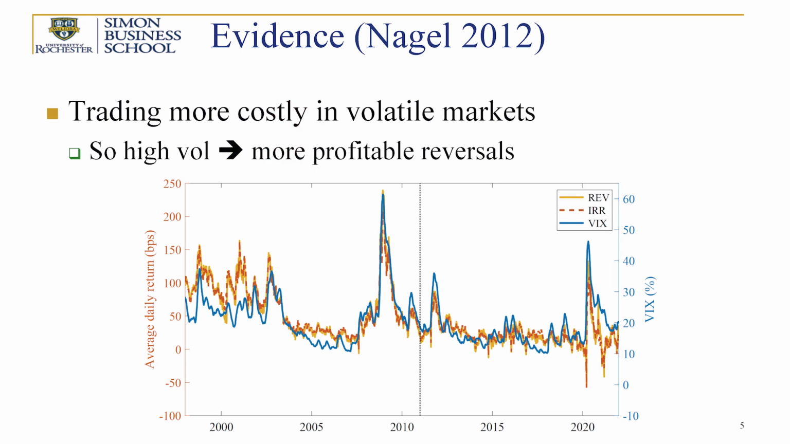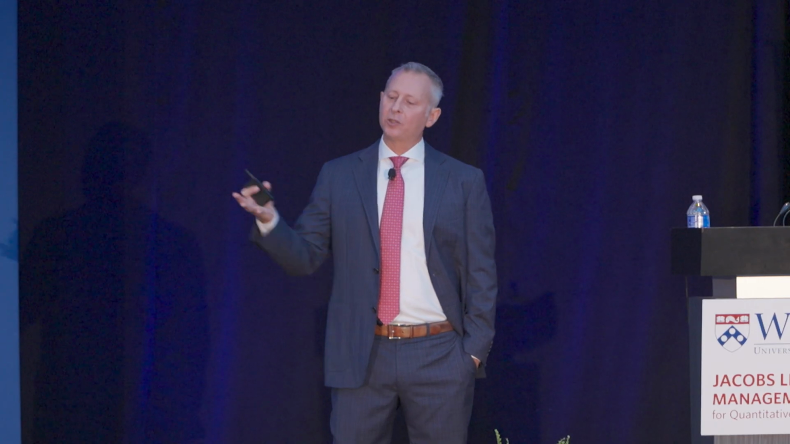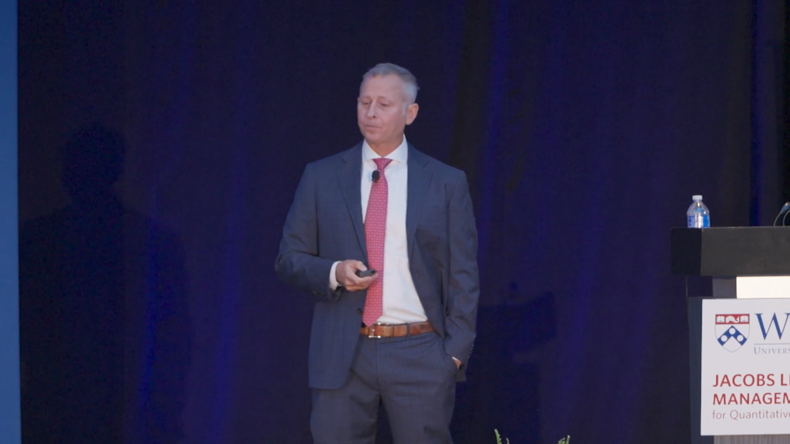Nagel provides a picture kind of like this. The vertical line there shows the end of Nagel's sample, and then on the right side it shows what's happened after that. But it's basically correlating the profitability of these reversal strategies with VIX, so with the level of market volatility, which we know is correlated both in the time series and in the cross-section with the cost of trading. And so he provides this strong time series evidence that reversals are more profitable when it's expensive to trade, and he tries to directly link reversals to liquidity provision.